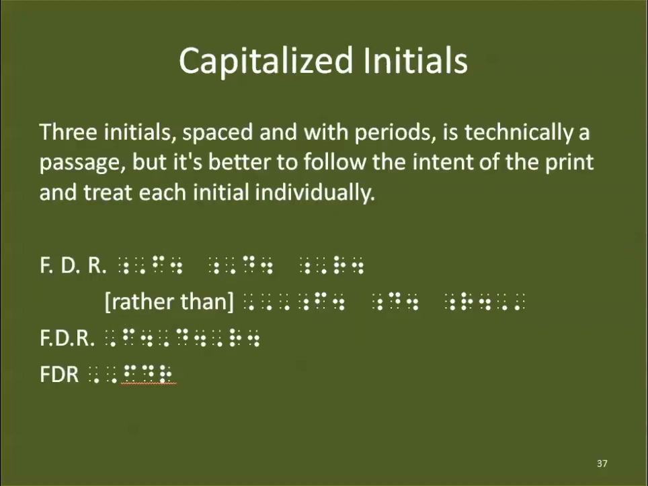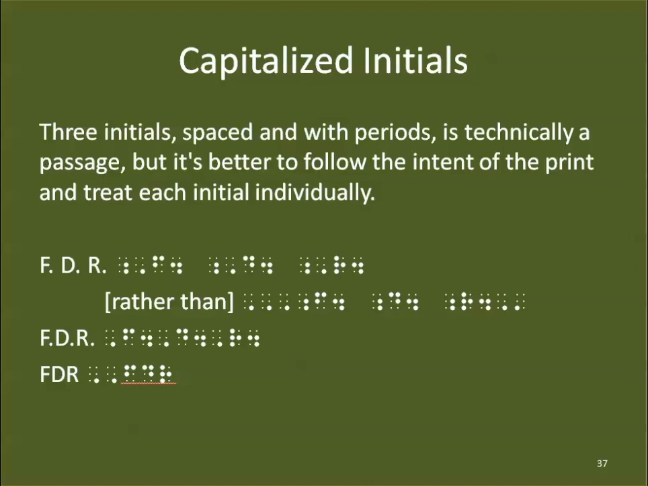Capitalized initials. 3 initials, spaced and with periods, is technically a passage, but it's better to follow the intent of the print and treat each initial individually. It doesn't really say that in the rules, but I've talked with people from the International Council on English Braille and NBA, National Braille Association, and others. So this is the preferred method of doing initials with 3 or more letters.